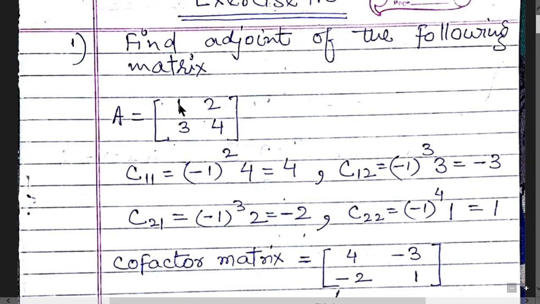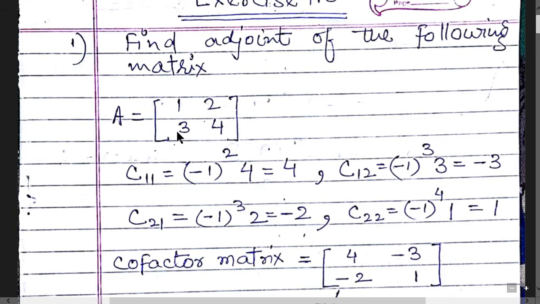Now the question is, a matrix is given to you with 4 elements: 1, 2, 3, 4. What about C11? It is minus 1 raised to power 2 into 4, this element, because we have to delete the first row and first column and study the remaining element. And what about C12? It means we have to delete this row and this column. The element is 3. And similarly for C21, you have to check this element.